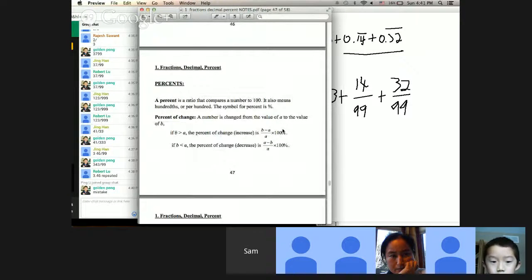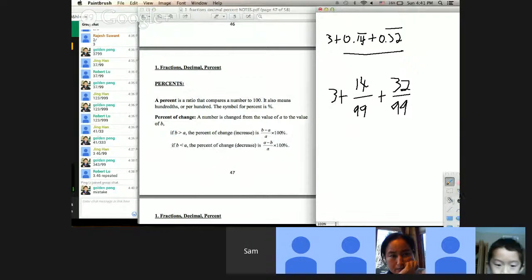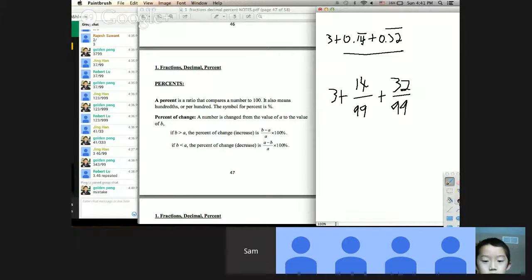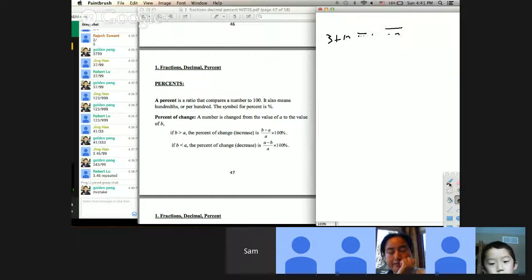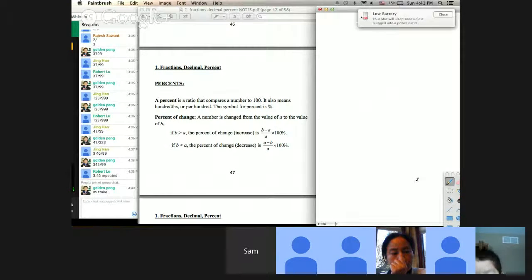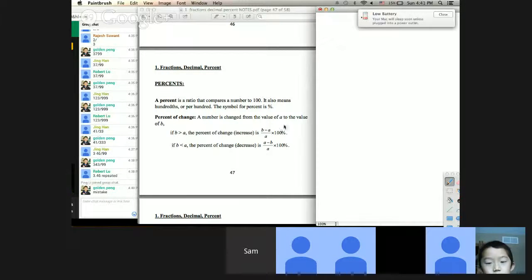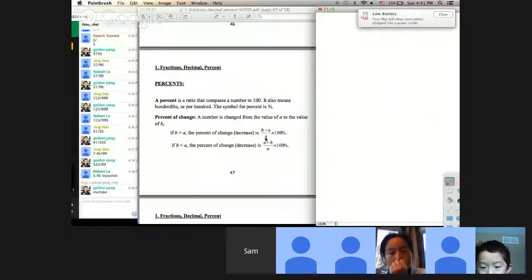So we've already talked about fractions and decimals, so now let's talk about percentages. A percent is basically a fraction that has 100 as the denominator. So percent means per hundred, and then there's also percent change. A number is changed from value A to value B, so there's a percent increase or decrease. You guys can read this.